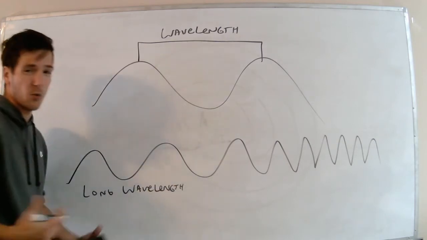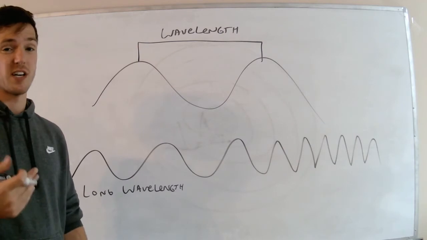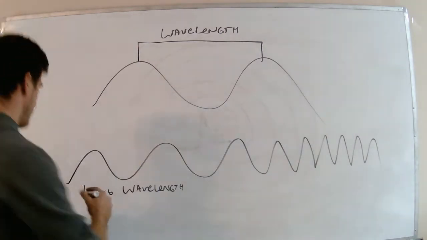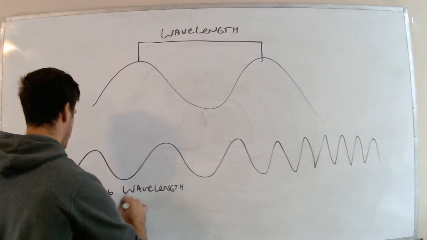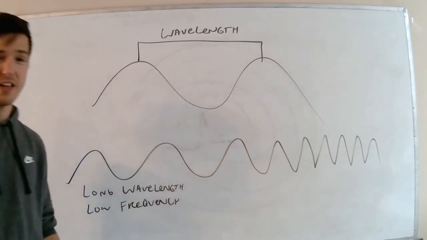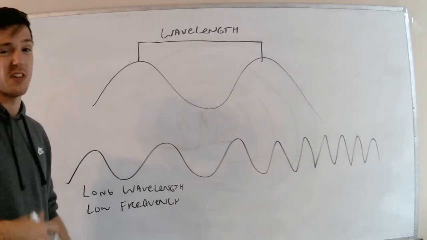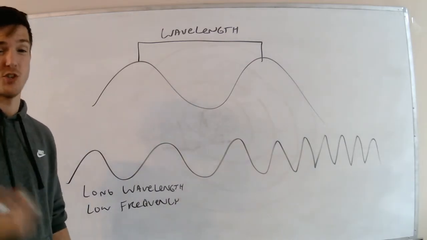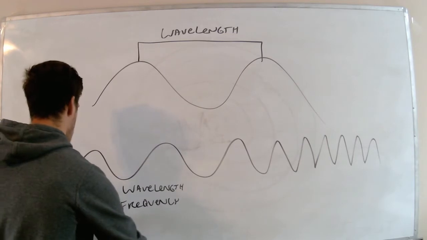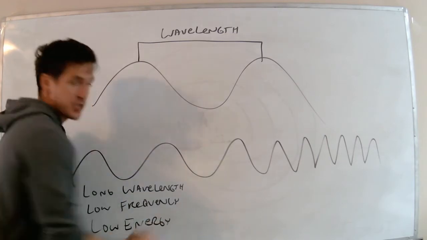If you have a long wavelength, you're not going to be getting hit with as many waves. You're not going to be getting hit as frequently. So this is also a low frequency. So long wavelength, low frequency, that also means low energy. If you're not getting hit with a bunch of waves, you're not getting a lot of energy. So this is also a low energy.